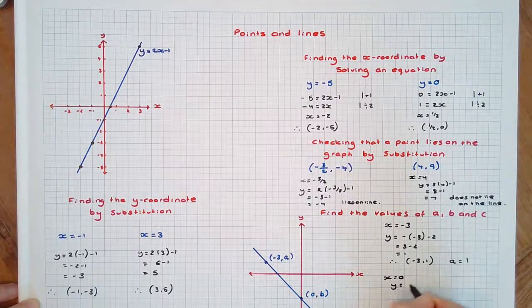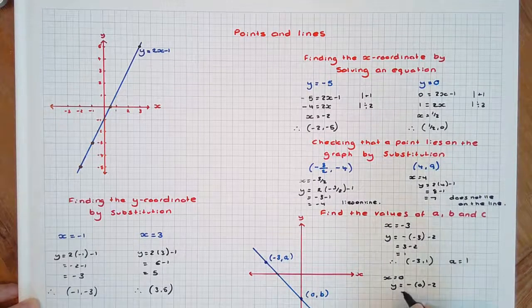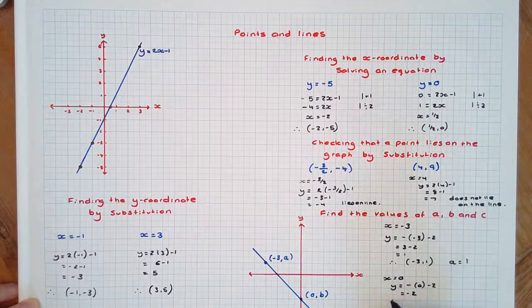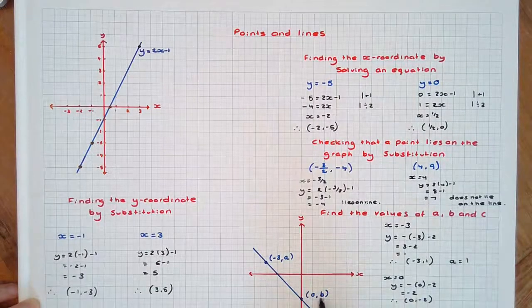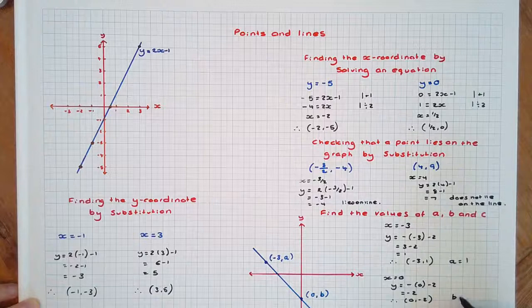In our second example, x equals 0. y equals negative x minus 2, which is negative 0 minus 2. Negative 0 is still 0, so we have negative 2. Therefore, we have a point at (0, negative 2), so b must equal negative 2.